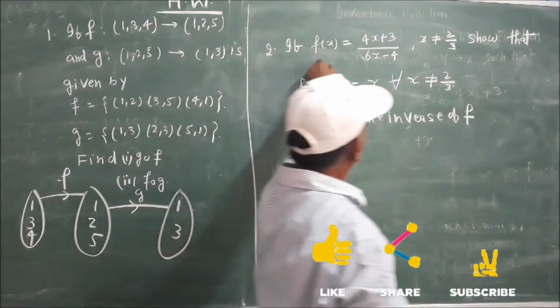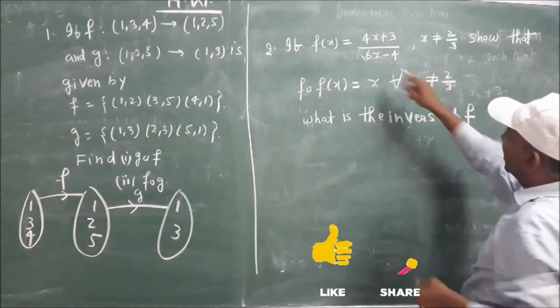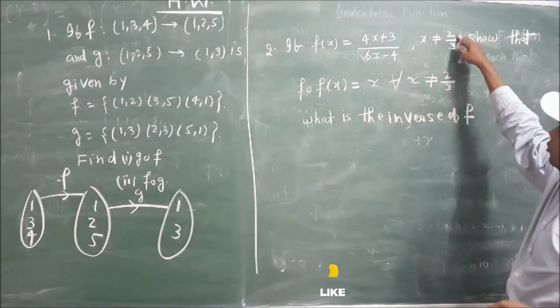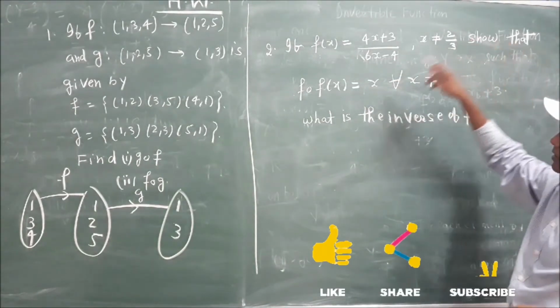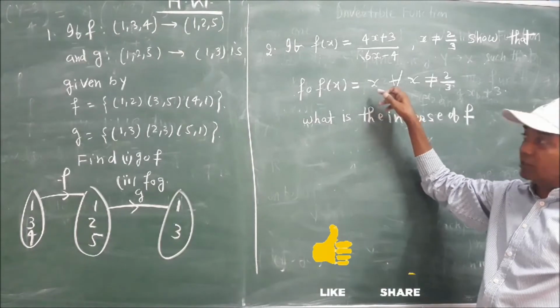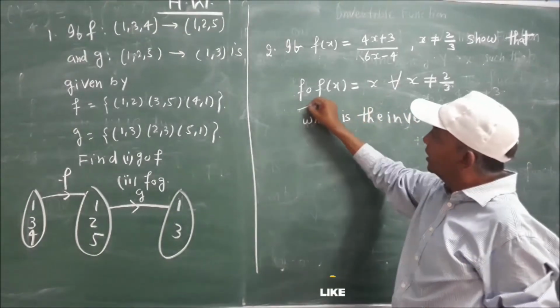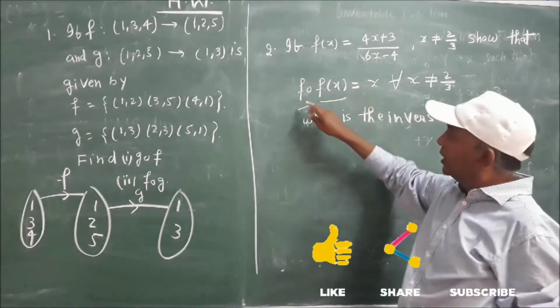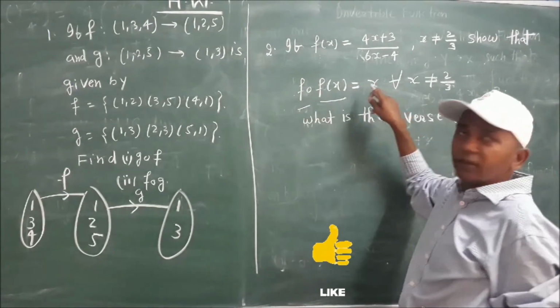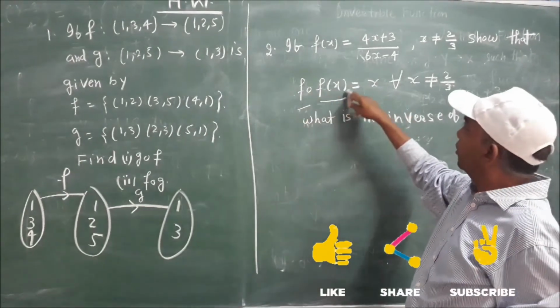Second question: if f(x) = (4x + 3)/(6x − 4), x not equal to 2/3, then show that f(f(x)) = x. Then what is its meaning? That means f is the inverse of itself. If f(f(x)) is equal to x, that means f is the inverse of itself.